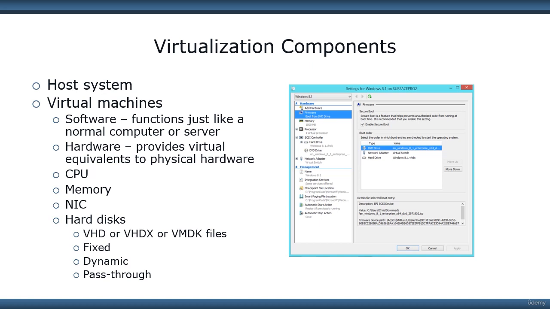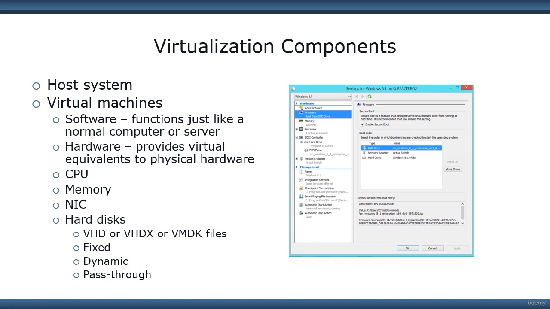Hard disks are VHD or VHDX files in terms of Hyper-V. They're VMDK files for VMware. Those hard drive files can be fixed or dynamic, meaning they can be fixed in size, so it's 200 gigs and that's how big it is. Or it can be dynamic, where I say it's 200 gigs, but it has the ability to grow beyond 200 gigs. In some extreme scenarios, we might use pass-through hard disk. A pass-through hard disk is a virtual hard disk that has a one-to-one relationship with a physical hard disk.